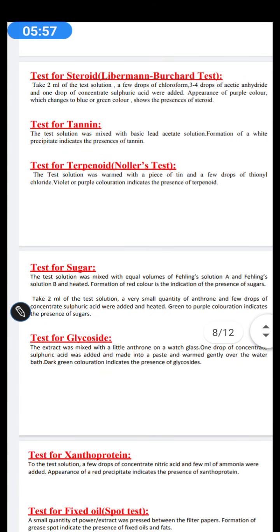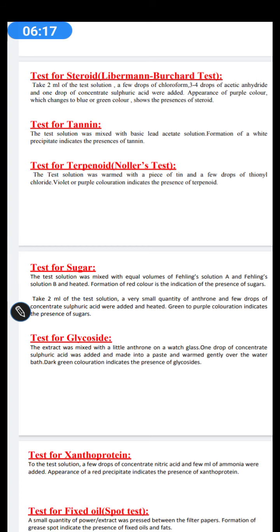Next one, the test for steroids. Take 2 ml of test solution and add a few drops of chloroform, 3 to 4 drops of acetic anhydride, and 1 drop of concentrated sulfuric acid. Then a purple color appears in the test solution. If it changes into blue or green color, it shows the presence of steroids.